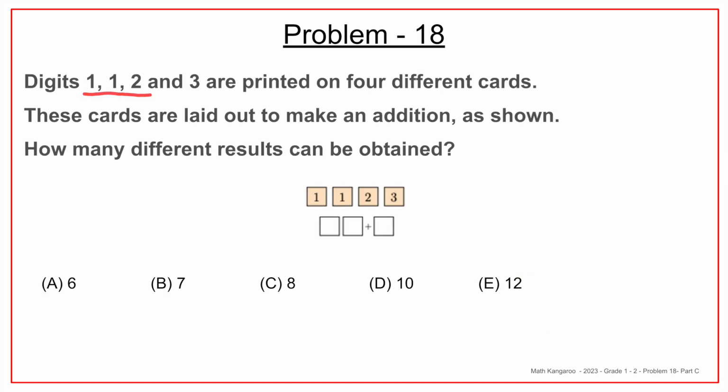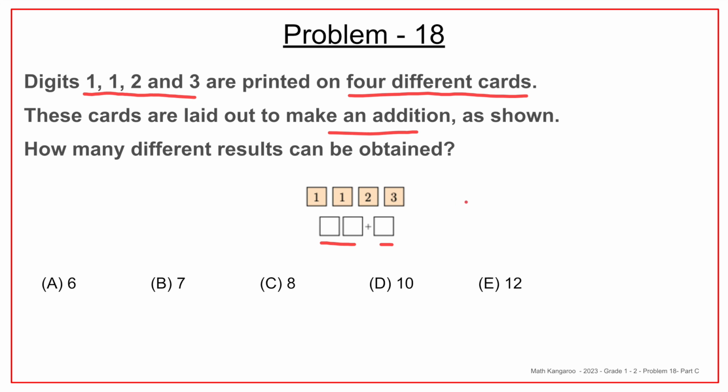Problem 18. Digits 1, 1, 2 and 3 are printed on 4 different cards. These cards are laid out to make an addition as shown. How many different results can be obtained? So these are the numbers laid down and we have made 2 digit plus a single digit, which gives us some number. So how many different results can be obtained by taking 2 digit and adding it to single digit? And these are our options.